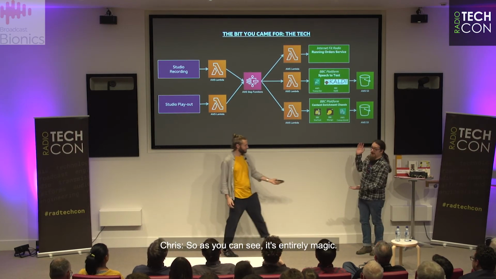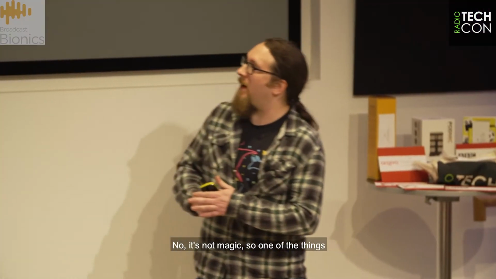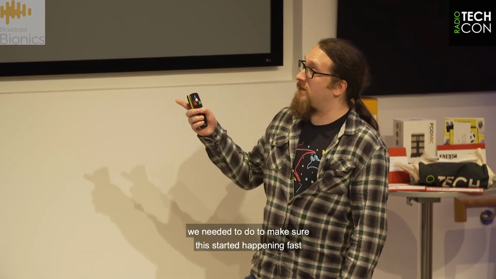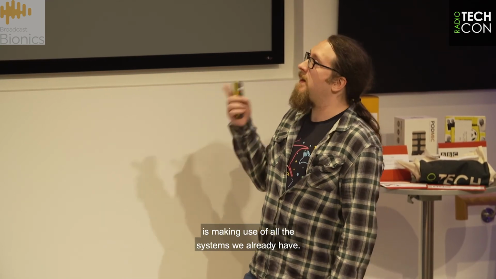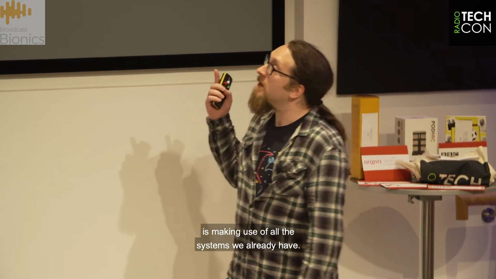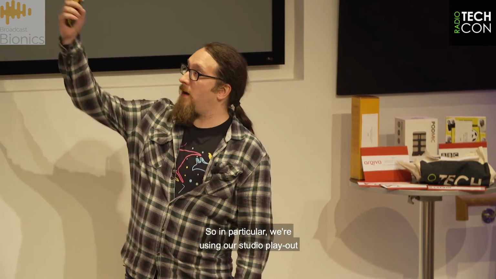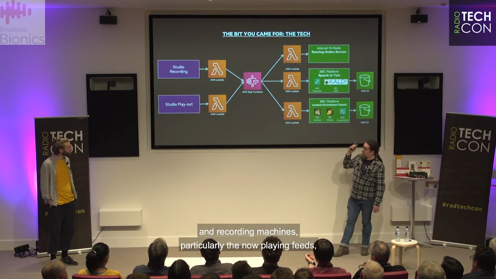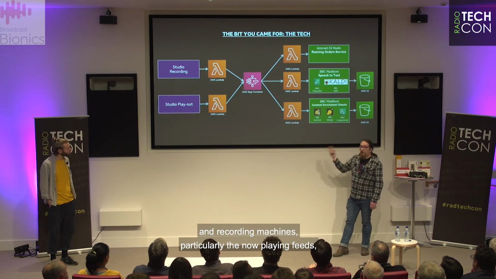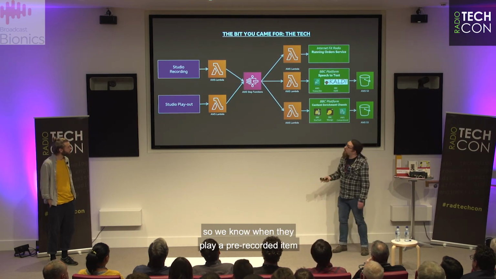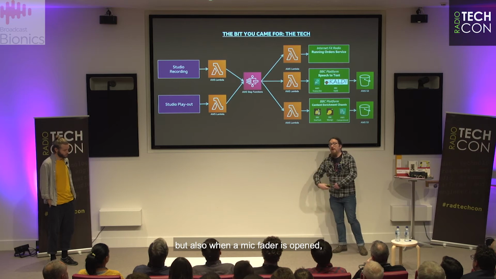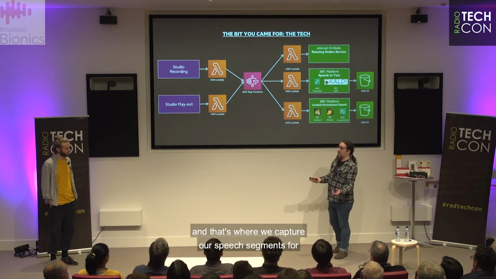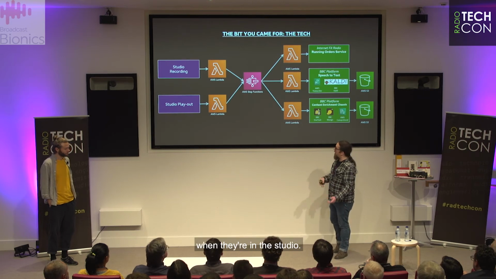So as you can see, it's entirely magic. No, it's not magic. So one of the things we needed to do to make sure this started happening fast is making use of all the systems we already have. So in particular, we're using our studio playout and recording machines, particularly the now playing feed, so we know when they play a pre-recorded item, but also when a mic fader is opened, we have an automatic recorder that starts recording, and that's where we capture our speech segments for when they're in the studio.